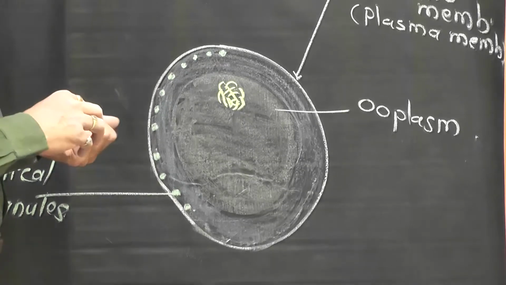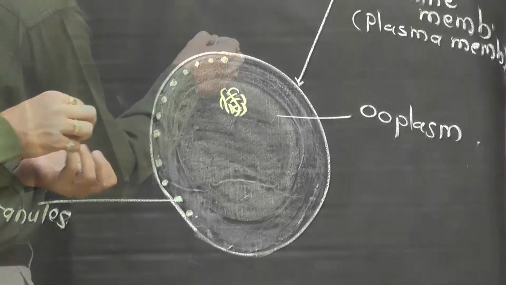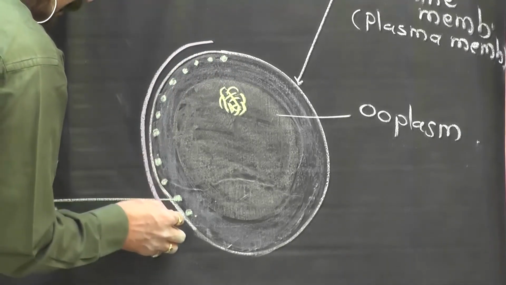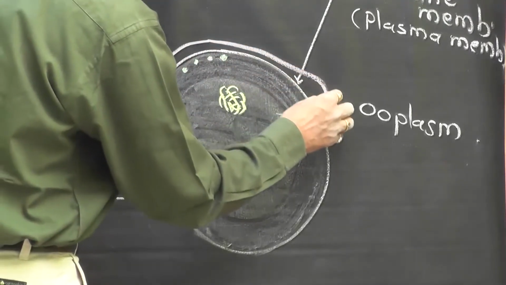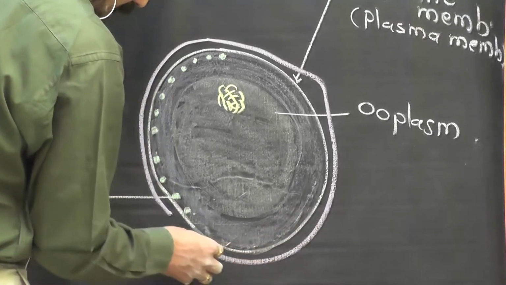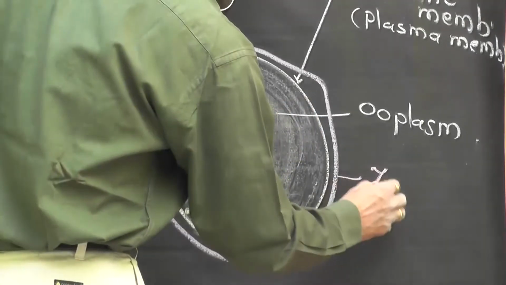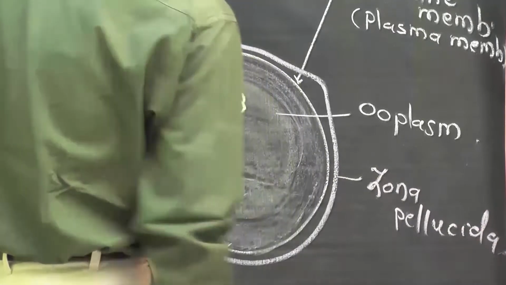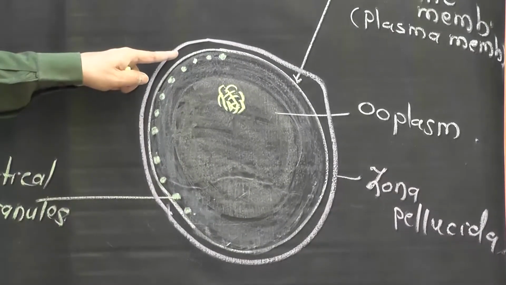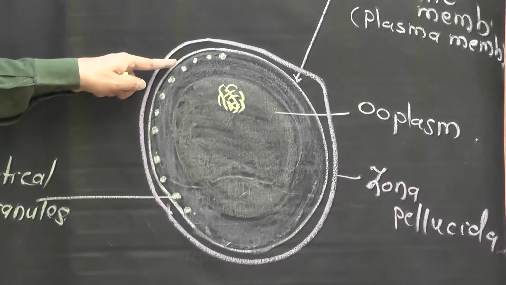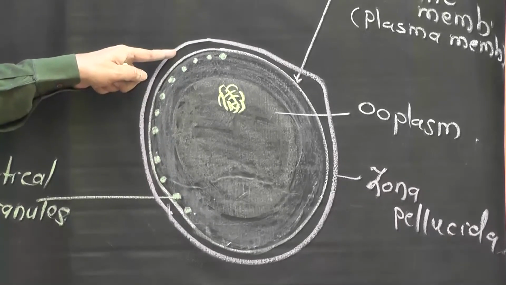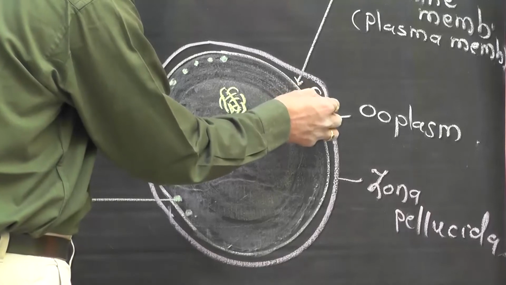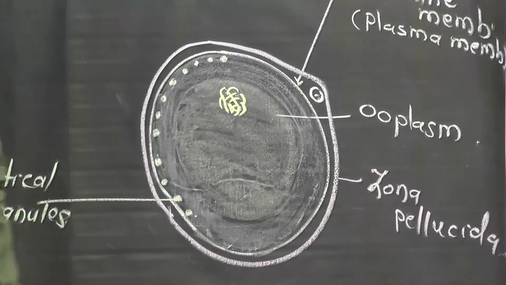In addition to that, we know the oolemma is surrounded by a non-cellular thin gelatinous layer. That is nothing but the zona pellucida. It is a non-cellular layer made up of gelatinous, sticky material. There is a little space between zona pellucida and oolemma called as the perivitelline space. And we know here towards the animal pole, is the presence of the first polar body, which we have already studied.